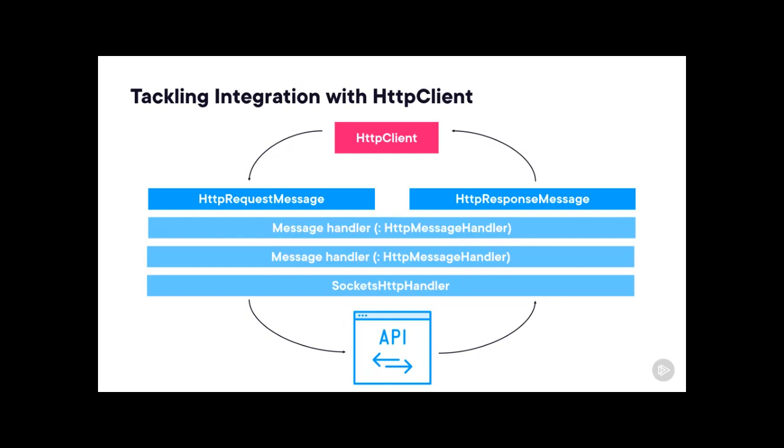By the way, before .NET Core 2.1, the default handler was the HttpClientHandler. It's been surpassed by the faster, cross-platform SocketsHttpHandler ever since. So this is the high-level overview of how HttpClient works. In the next module, we'll start using it. For now, it's time for the module summary.